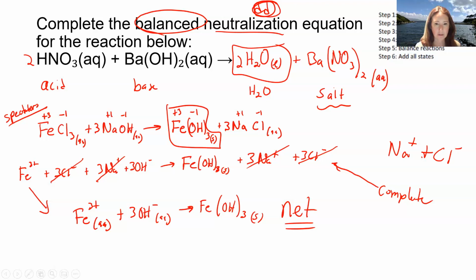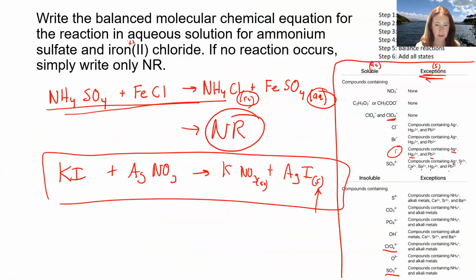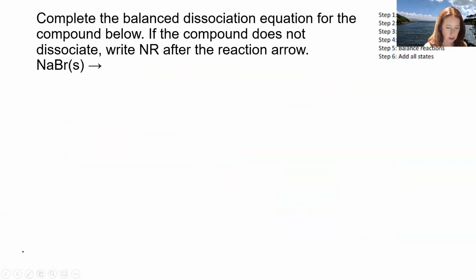Aluminum nitrate and potassium iodide. I'm just getting to one where I can erase everything really quick. So someone had a question about aluminum nitrate. So aluminum nitrate and potassium iodide. And so +3, -1, +1, -1.